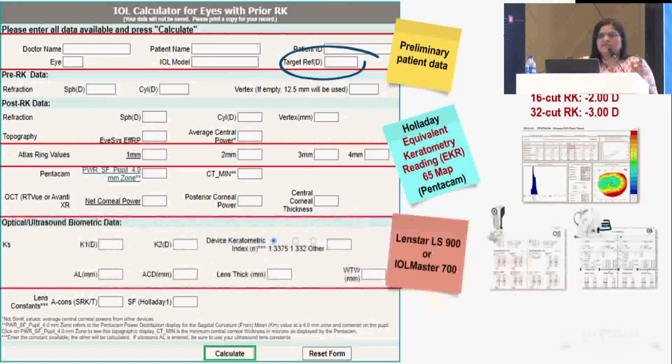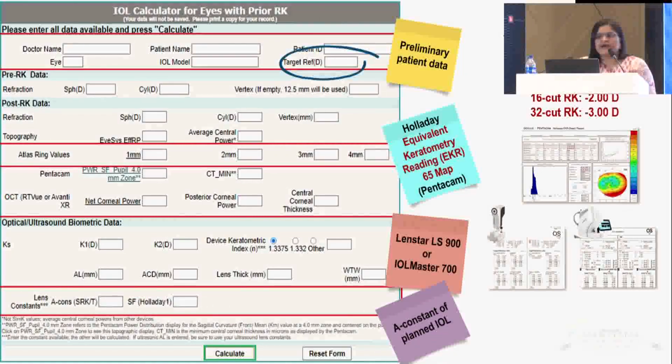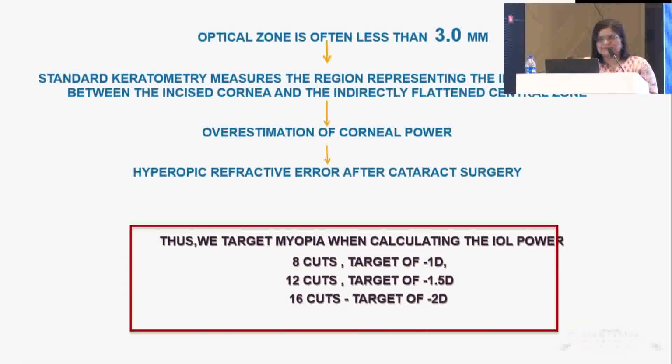Here we have to talk about the prior RK, that is the target refraction. Since this is an eye which will go into hyperopia later on also, with 8-cut RK you have to aim for -1, with 12-cut RK -1.5, 16-cut RK -2, and so on and so forth. We can enter the values of the EKR Holladay map or the Atlas ring values, which is actually the correct method over here. But you can also go for the A constant, which is the planned IOL.